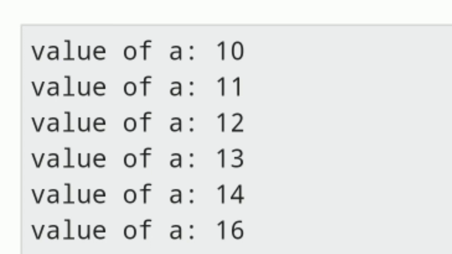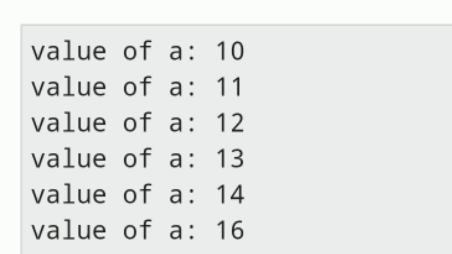It goes to print, the value of a equal to 16 is printed. After that a++ means 16 plus 1 is equal to 17. Then it goes to a less than 20, that is 16 less than 20. It is going to the looping statement.